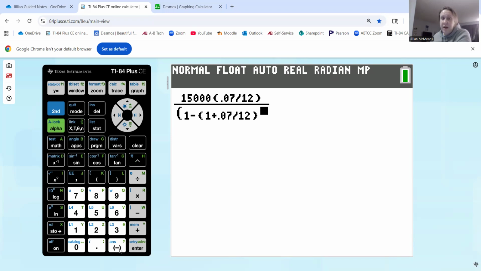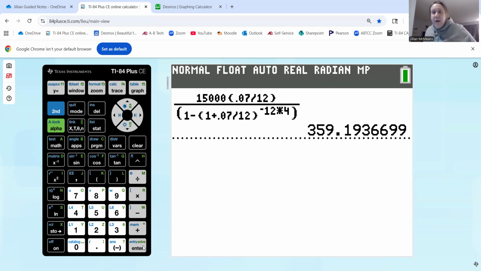We want to make sure we get the negative button, which is in this bottom row of buttons next to enter. So negative N times T, so 12 times 4, and then leave the exponent and end your parentheses, and then hit enter, okay? And we're going to round this just regular mathematically. So we get a monthly payment of $359.19, okay? Let's do the exact same thing, but this time we'll go to Desmos.